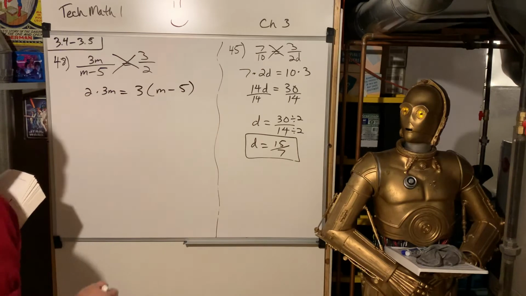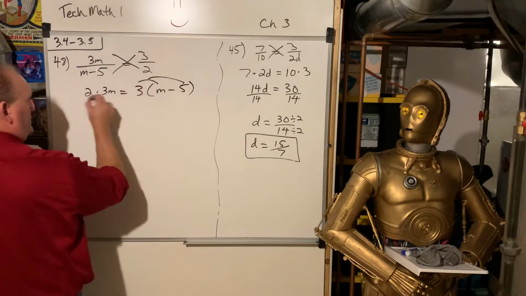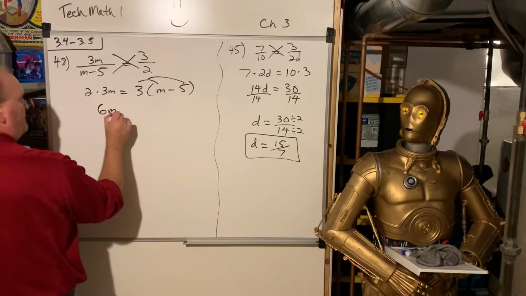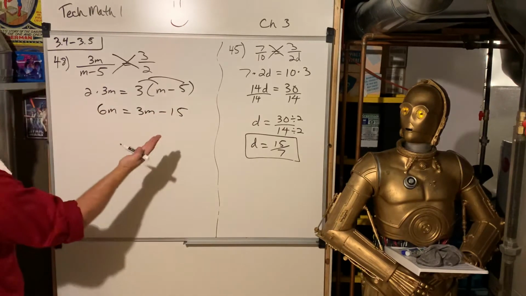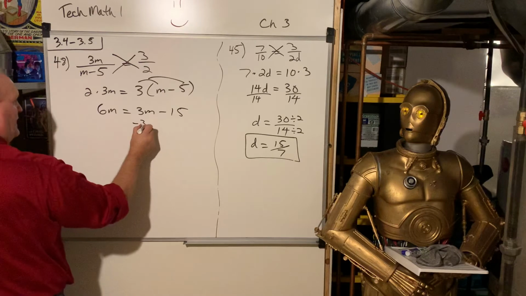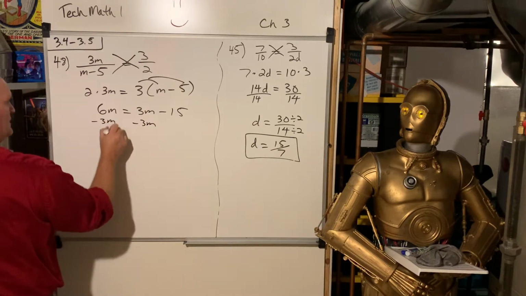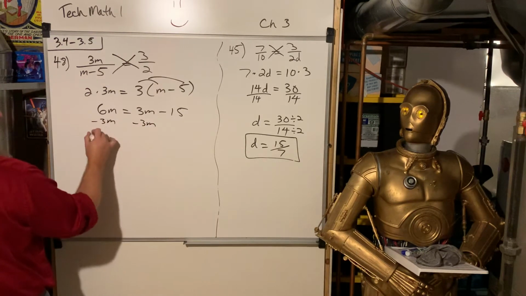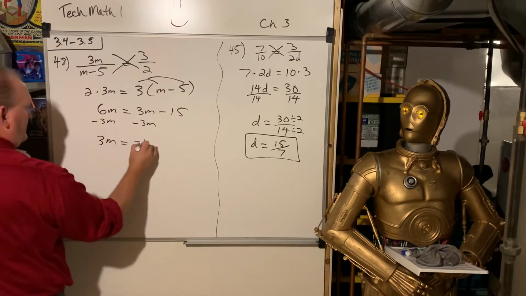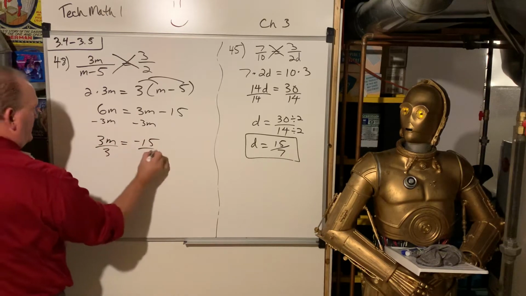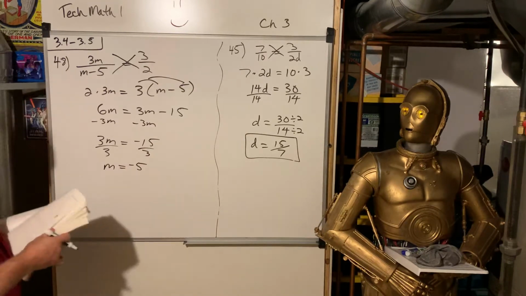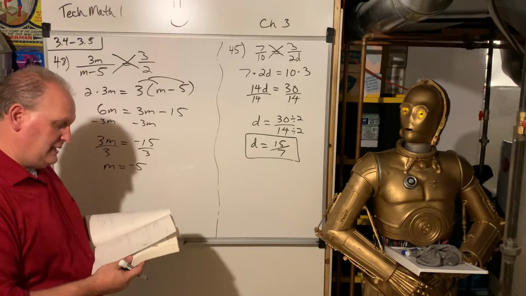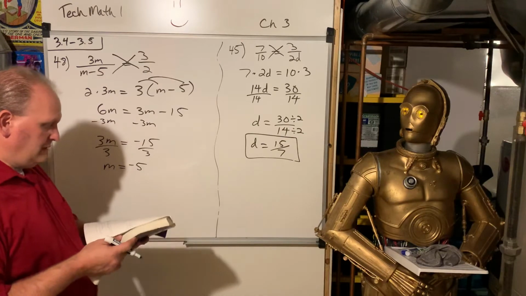And now I do the distributive property here and just multiply there. So 6m equal to 3m minus 15. I want to isolate the variable. I want to get all the variables to one side. So 3m, subtract 3m from both sides. So that's 3m equals negative 15, and then divide by 3. M is equal to negative 5. Look at that. One actually worked out to be a nice answer. Who would have thought?